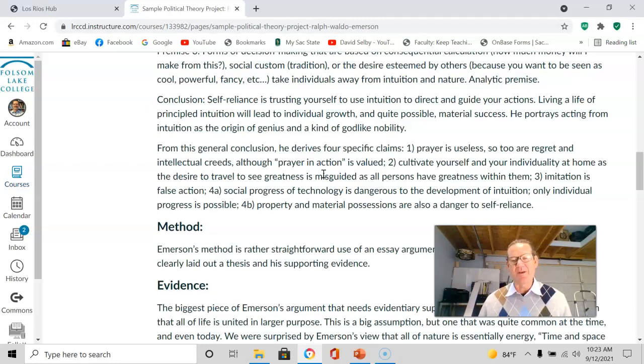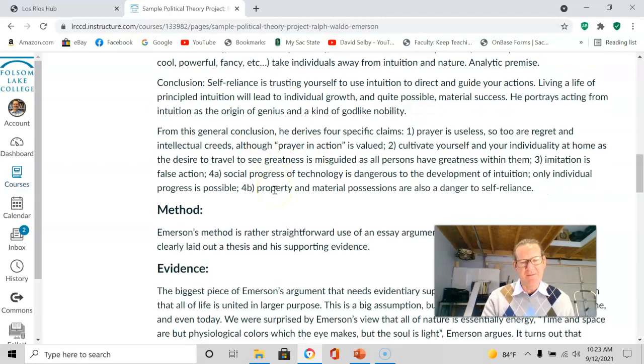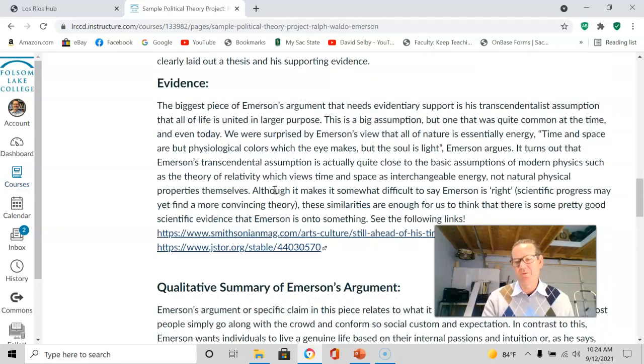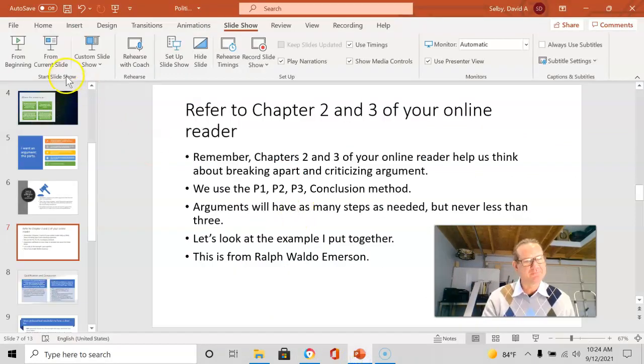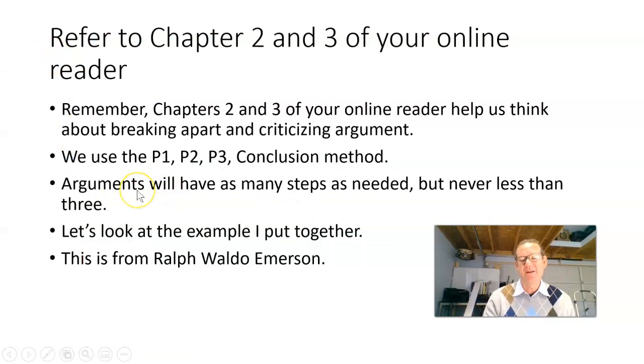4b, property and material possessions are also a danger to self-reliance because you end up making decisions based just upon maintaining your stuff or getting more stuff. Materialism is a real threat to him. Okay? And then method, evidence. We'll return and look at this evidence piece in a second. Okay? But I'm going to go back to my slides from the current slide.